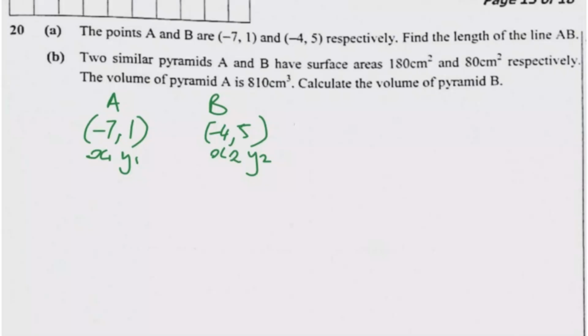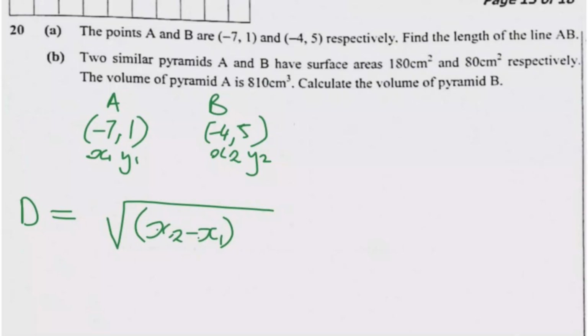Okay, so now what we need to do is come up with a formula. The formula we use to find distance, which you can say d is equal to, is the square root of open bracket x2 minus x1 close bracket plus open bracket y2 minus y1 close bracket. Now these should be squared.